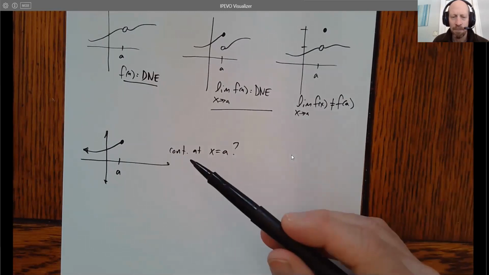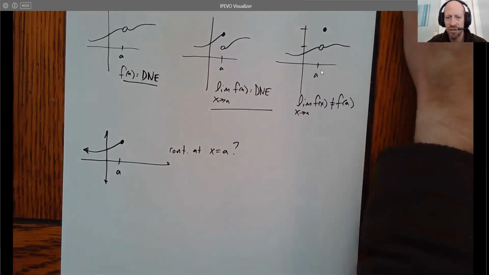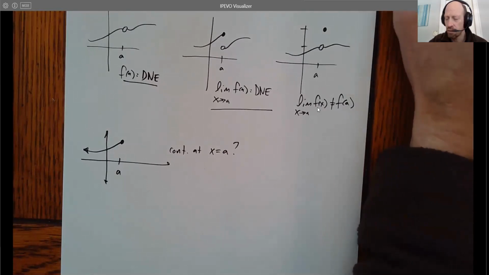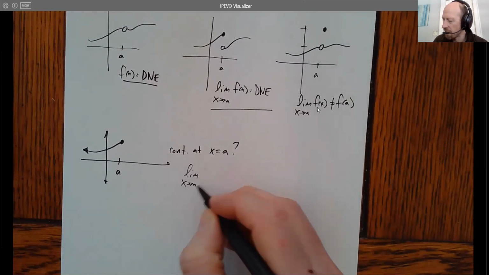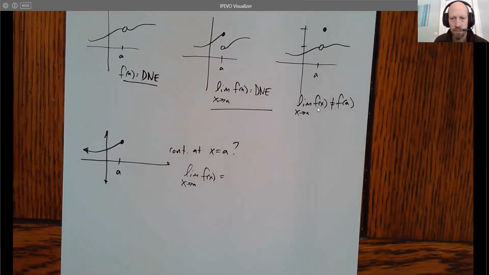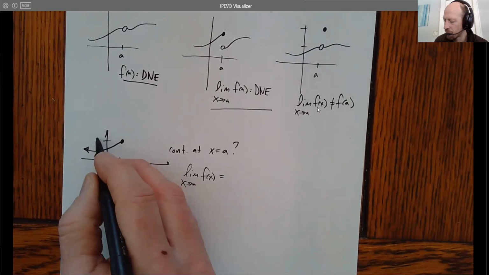But for us, we have to make sure we're going back to our definition, right? So what does our definition say? Our definition says the limit of the function has to equal the function value. Well, what's the limit as x goes to a of f of x? And I didn't give you any actual values here, right? Let's say this is 3.